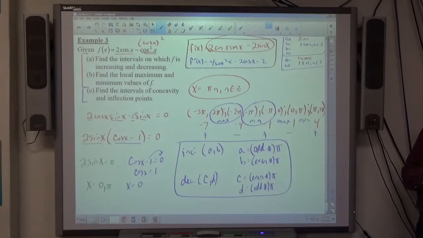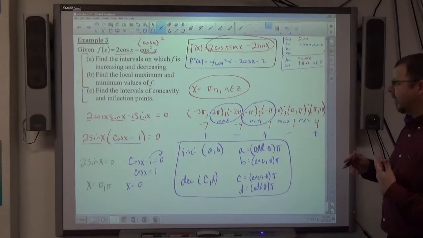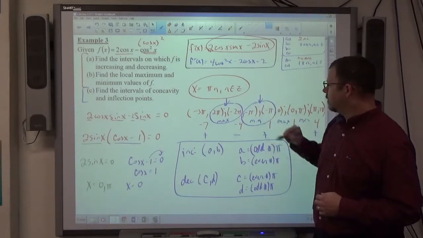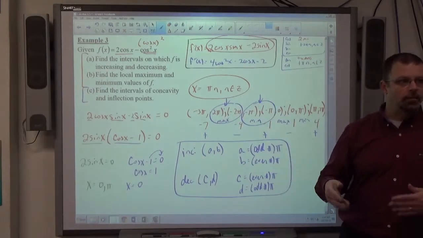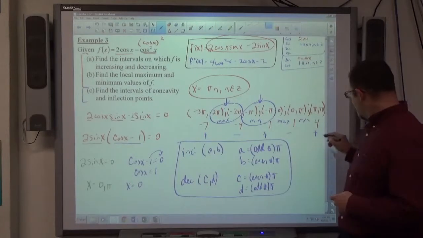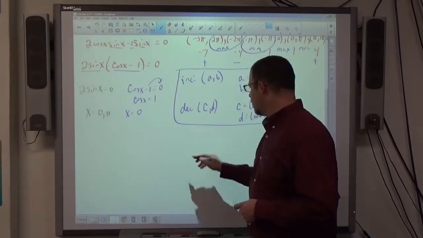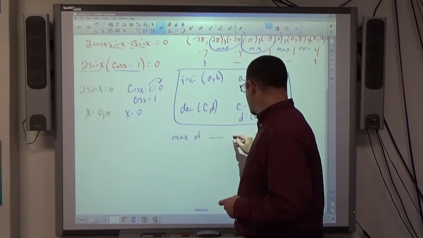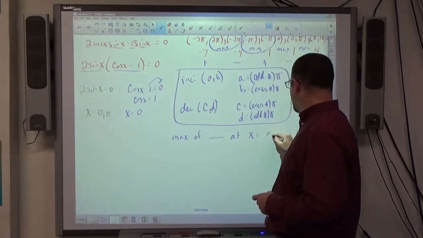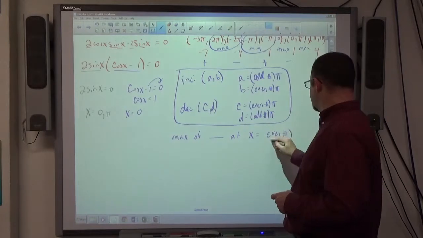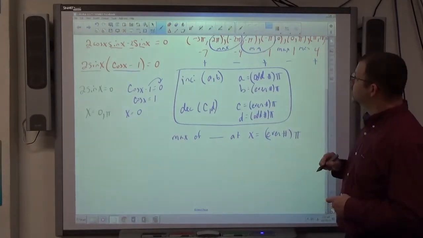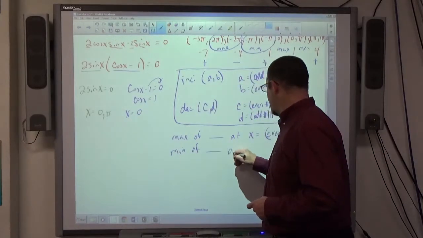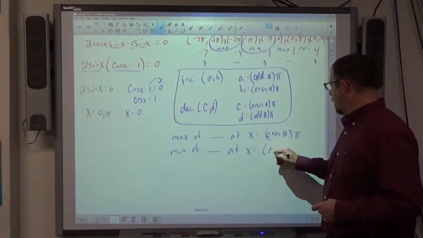There's infinity answers, I can't write them all out. But what I can do is figure out this. If I can figure out what the answer is right here and right here, that's what the answer is going to be every single time. Repetitive pattern. So, as far as maximums and minimums are concerned, we have a maximum of something at x equals even number pi, and a minimum of something at x equals odd number pi.